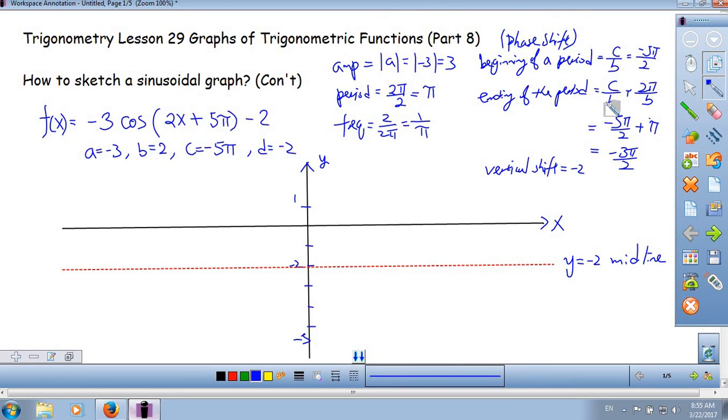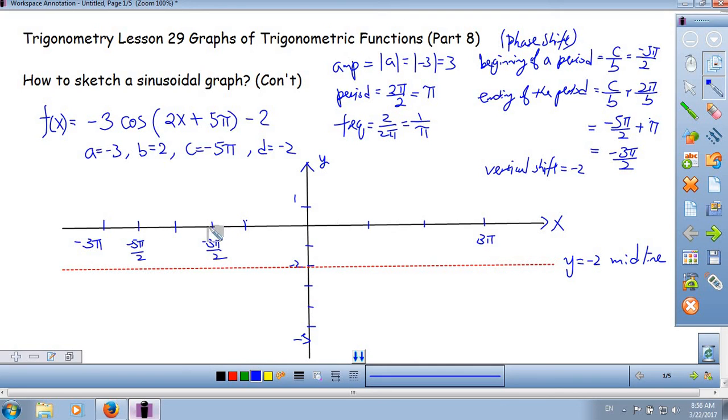Now let me mark the x-axis. We know we started with negative 5 pi over 2, which is negative 2.5 pi. I'm going to use 1 pi as my unit. So 1 pi, 2 pi, 3 pi. That's my 3 pi. Negative 1 pi, negative 2 pi, negative 3 pi. I'm going to try to be as equidistant as possible. So negative 5 pi over 2 is right here. Negative 3 pi over 2 is right here. So that's going to be the beginning and the ending of my first period.